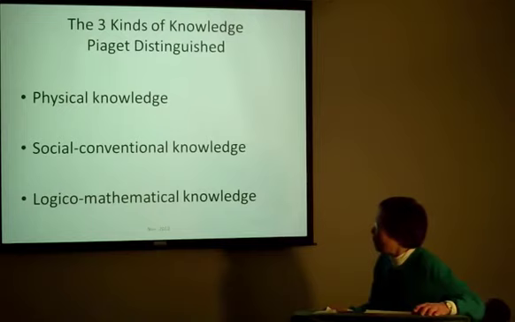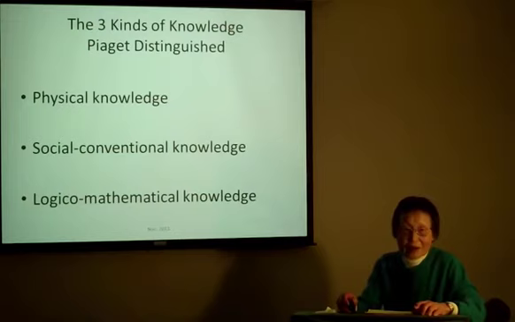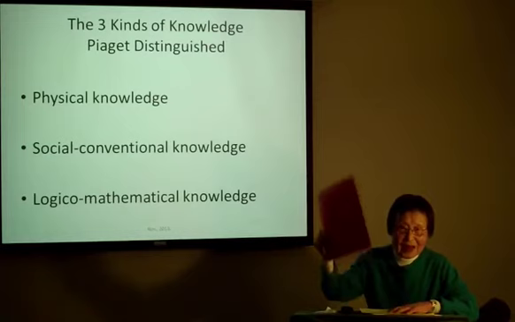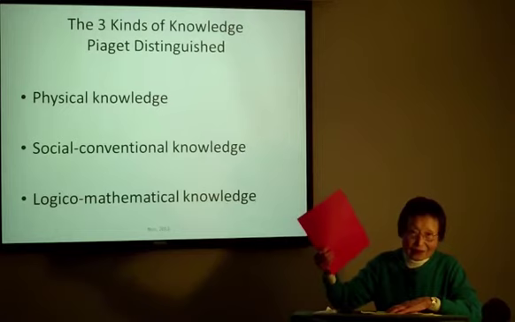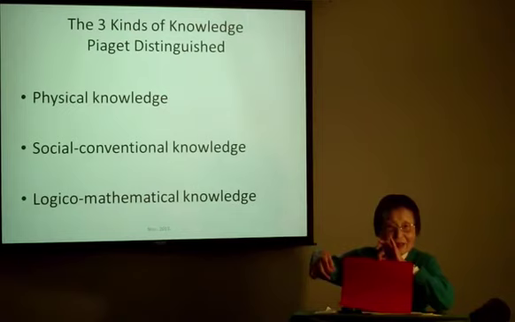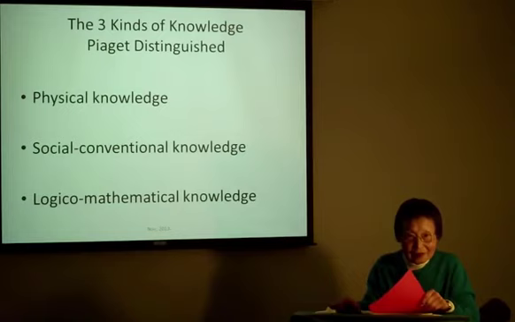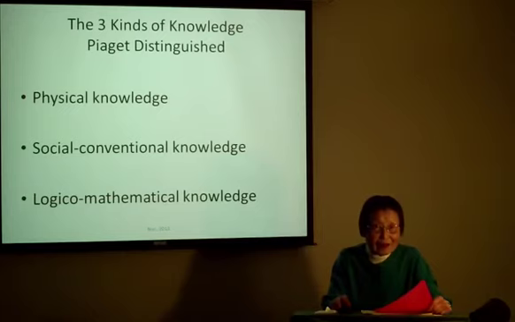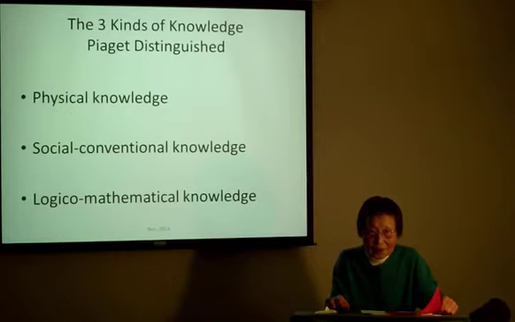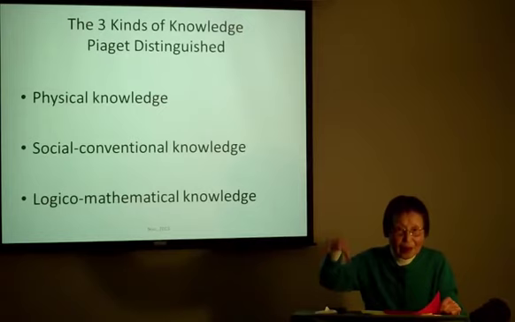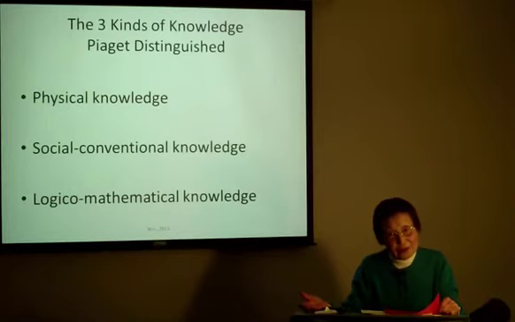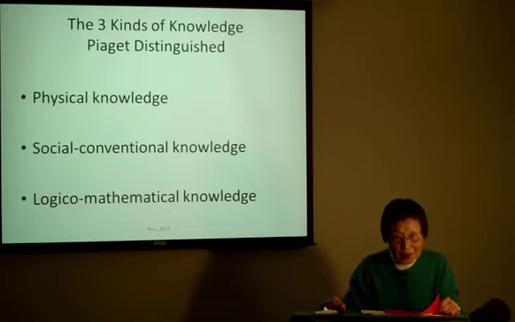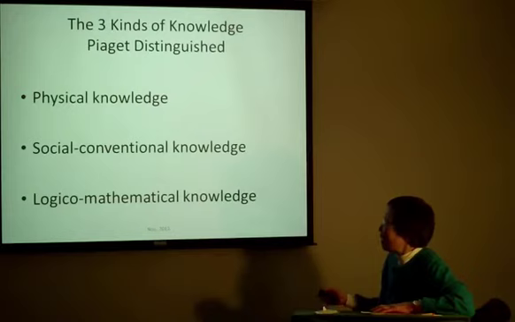Now, physical knowledge is knowledge about objects in the external world. So here is a red sheet of paper, and the color red is an example of physical knowledge. And if I went like this, this paper would tear. That's another example of physical knowledge. So you can see that the ultimate source of knowledge about objects is in objects. Other examples are the fact that marbles roll, but cubes don't. Another example is that if you drop a glass on the floor, it's likely to break. But if the glass is made of plastic, it is not likely to break. So that's physical knowledge, whose ultimate source is in objects.